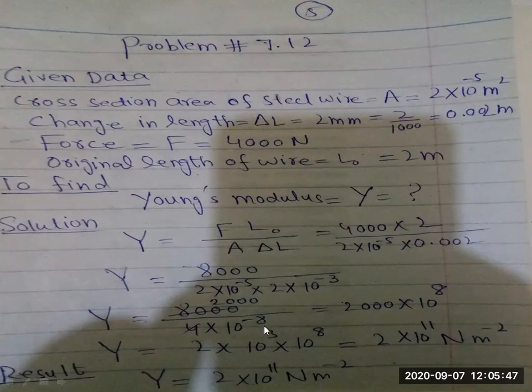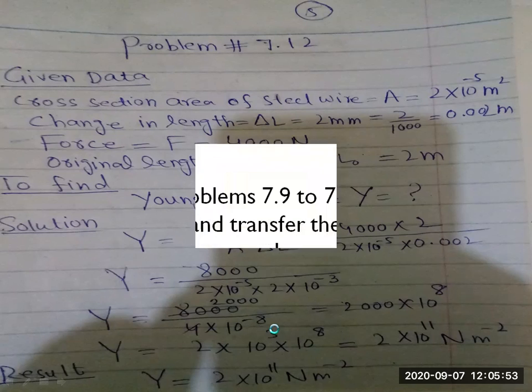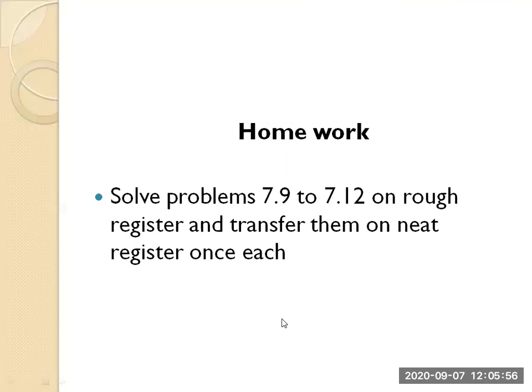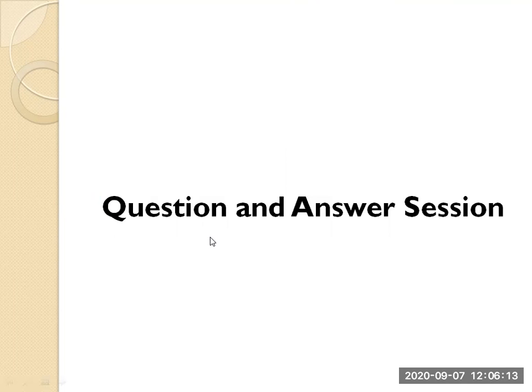So students, this is the end of this chapter's numericals, chapter 7 numericals. If you have a question regarding this, please feel free to ask. Your homework is to solve problems 7.9 to 7.12 on the rough register first and then transfer them to the neat register, once on the rough register and once on the neat register. If you still have questions regarding today's numericals from 7.9 to 7.12, or if you didn't understand any part of the numerical, please feel free to ask. I'm here to answer.